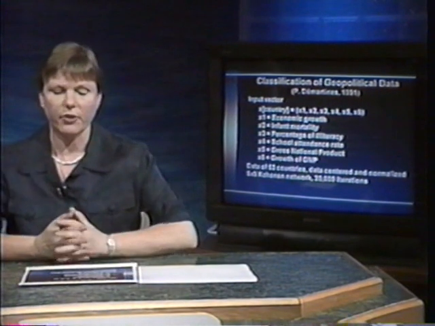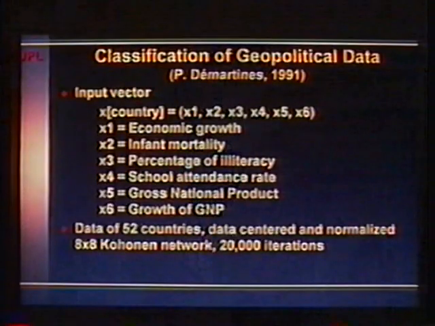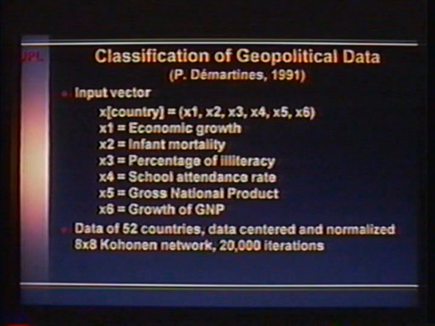This Kohonen network was used by Pierre Demartines from the Swiss Federal Institute of Technology in 1991 for the classification of geopolitical data. In this case, our input vector is of dimension 6. The first component of the vector denotes the economic growth of a country. Second, the infant mortality. Third component, percentage of illiteracy. Fourth component, the school attendance rate. Fifth is the gross national product. And sixth is the growth of the gross national product.